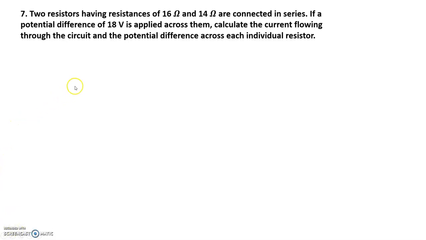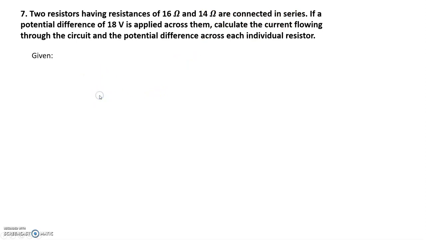Two resistors having resistances of 16 ohms and 14 ohms are connected in series. If a potential difference of 18 volt is applied across them, calculate the current flowing through the circuit and the potential difference across each individual resistor. So let's write the given. Resistance R1 is equal to 16 ohms, and R2 is equal to 14 ohms. Please note they're connected in series.